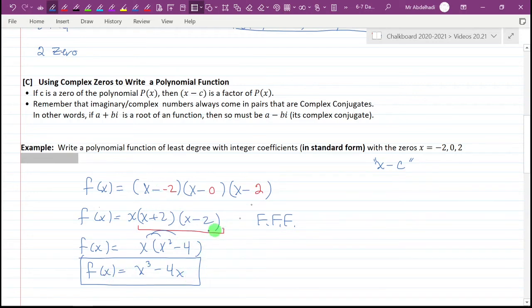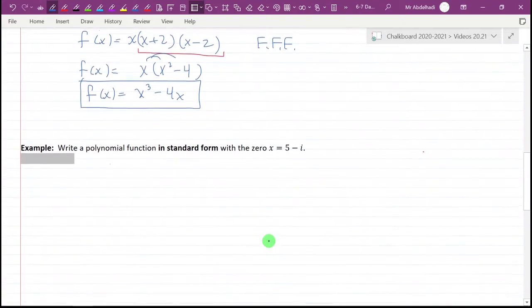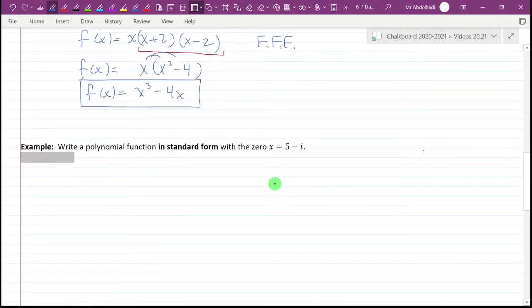So this is something we already kind of know how to do, but now we're going to do something a little bit different, which is what if they give you an imaginary root? Complex, a plus bi. Write a polynomial function in standard form, meaning not factored form, that has the 0, 5 minus I. Well, here's the thing. Imaginary roots come in pairs. I said it before. They come in pairs. You can't have a single one. So there must be another one. Well, if you have an a plus bi, you better also have an a minus bi, the conjugate. They're called complex conjugates. They always travel together.